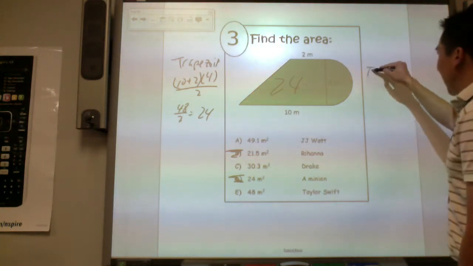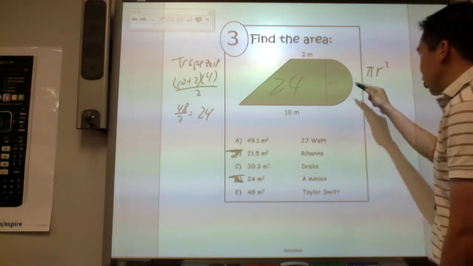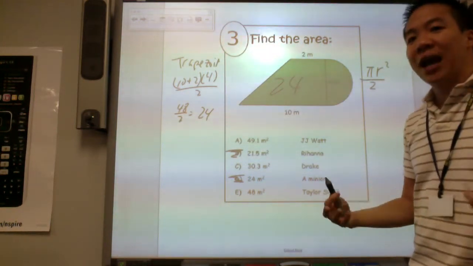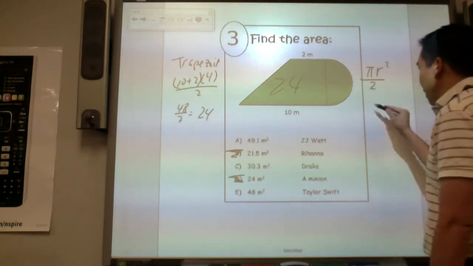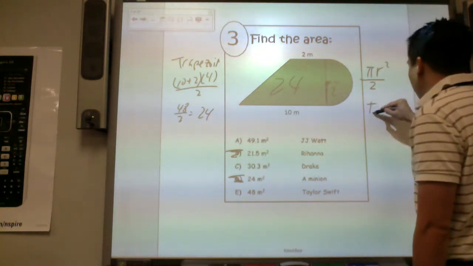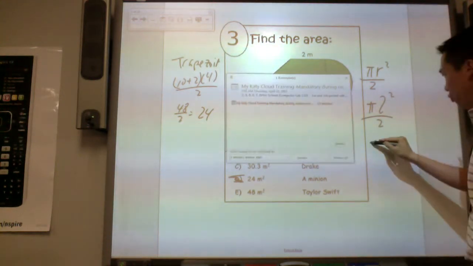So, how to find the area of a circle again? Pi r squared. But this is a semicircle right here, so I need to divide that answer by 2 because it's half of the area of a full circle. So the radius here would be 2. So pi times radius squared, 2. And what is 2 squared? 4 pi.